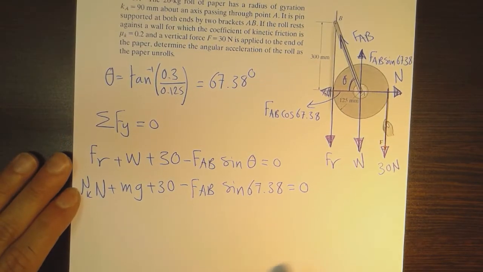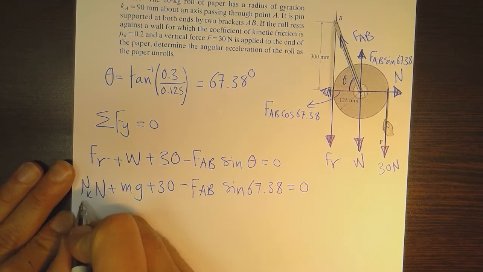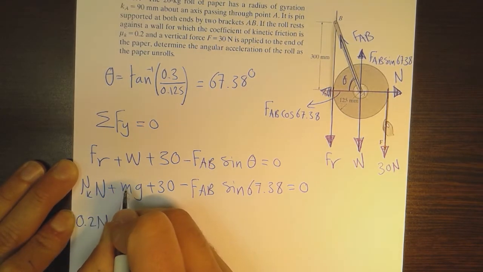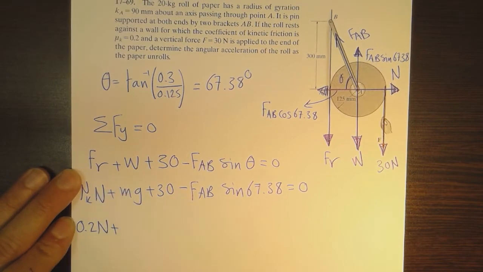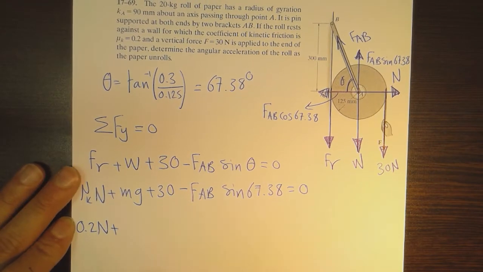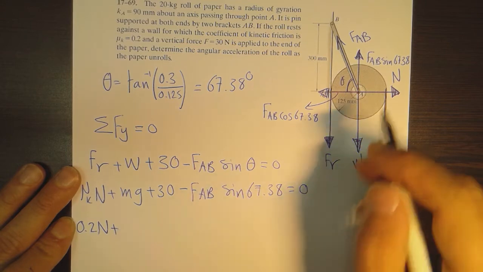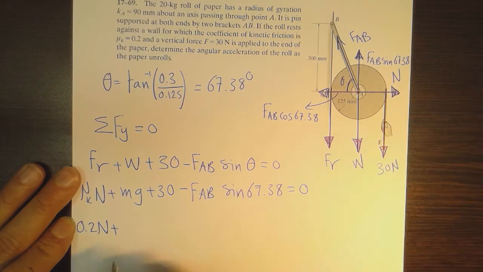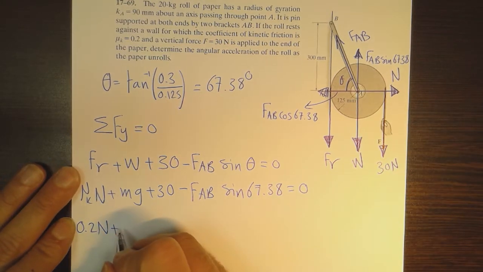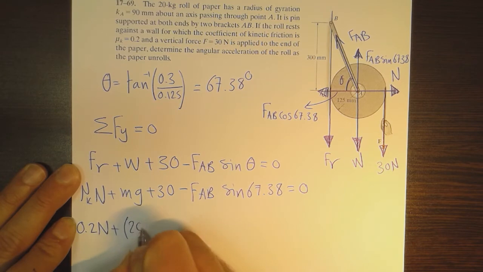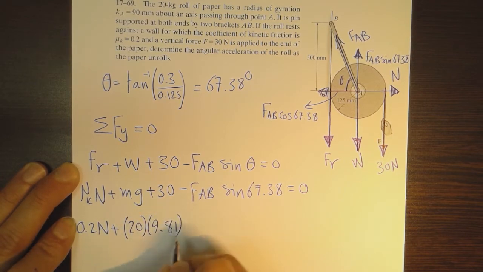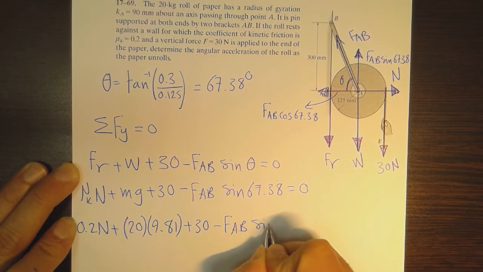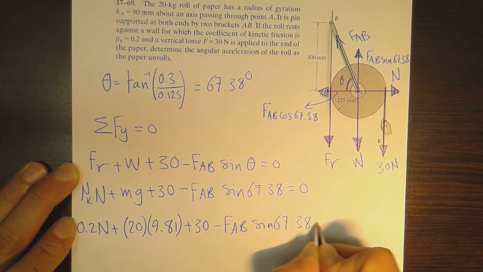Now we have here mu k is equal 0.2 N plus the mass was given to be 20 kilograms. I'm sorry, the mass of the roll was given in the question to be 20 kilograms. 20 times 9.81 plus 30 minus FAB sine 67.38 equals to zero.